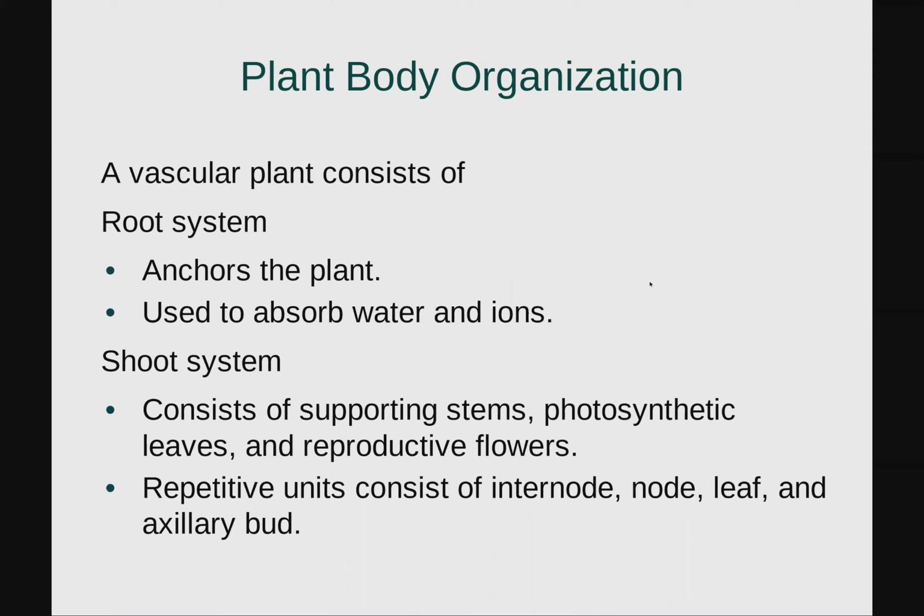Now, a plant that is vascular in nature consists of a root system. This anchors the plant and serves to absorb water and ions as well as other nutrients from the soil. And then we have the shoot system, which is basically all the above ground mass that you see on a plant, including stems, leaves, flowers, bark, and so forth. So anything above ground is what we typically classify as a shoot system. And there are repetitive units that we'll discuss, including node, internode, leaf, and axillary buds.